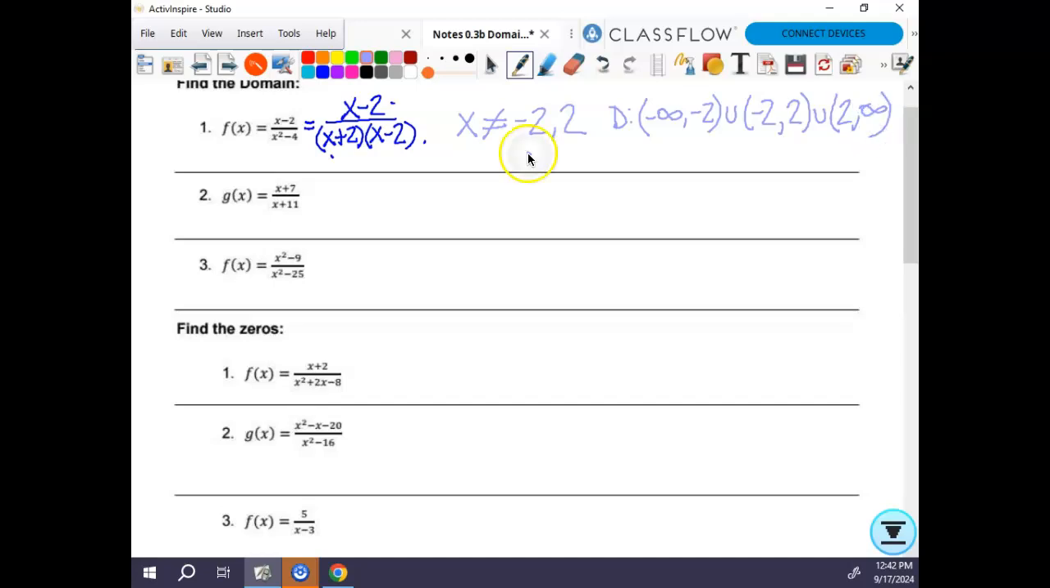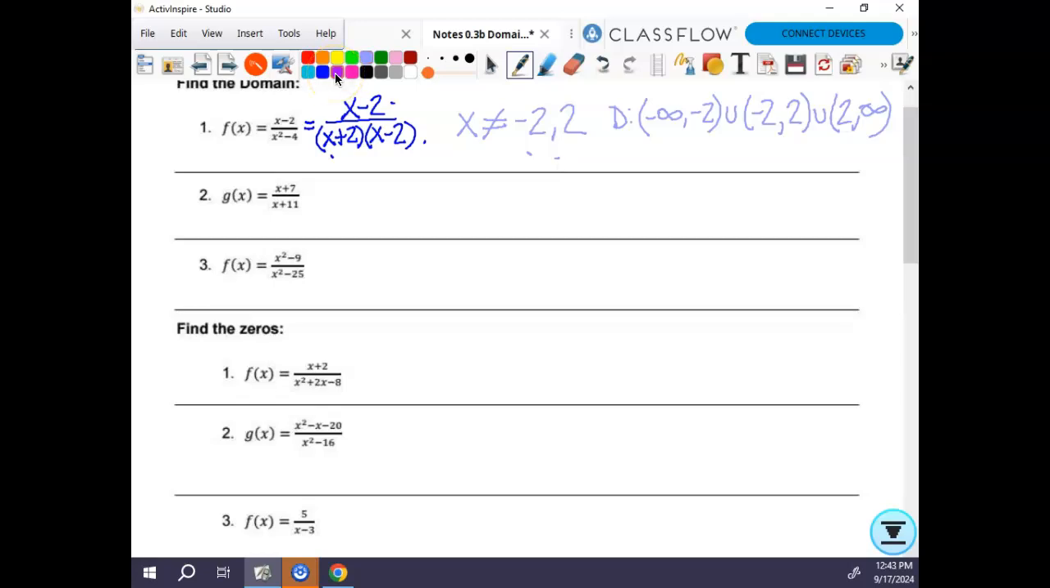If I have 2 things x can't be, I should have 2 union symbols because there's 2 things I had to jump over. We'll get on that. See how to make sense of all that? Okay, and then we're not worried about the holes or whatever else, we just factor it. Look at the zeros of the denominator. We'll move on. Okay? All right.